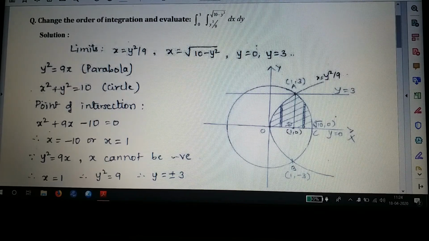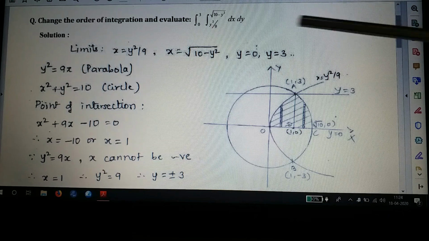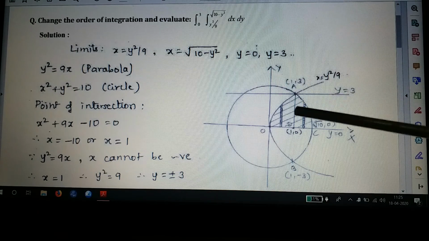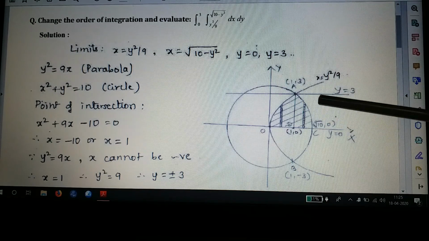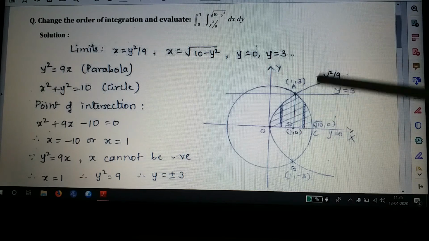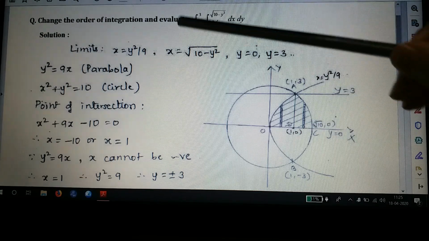Today we are going to see one more problem on changing the order of integration and evaluating a double integral. In this problem, we are going to learn if the region gets divided into two parts, then how to evaluate the double integral after changing the order. Okay, now let us start with the question.